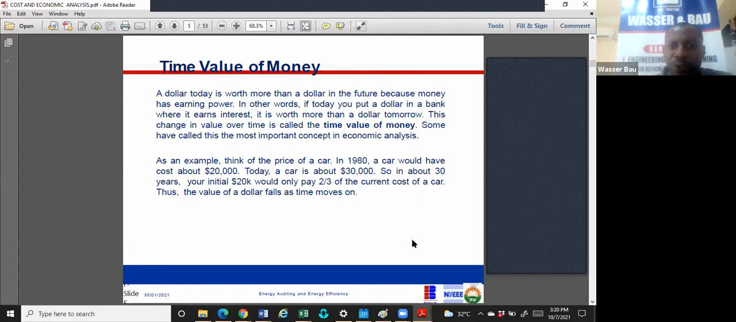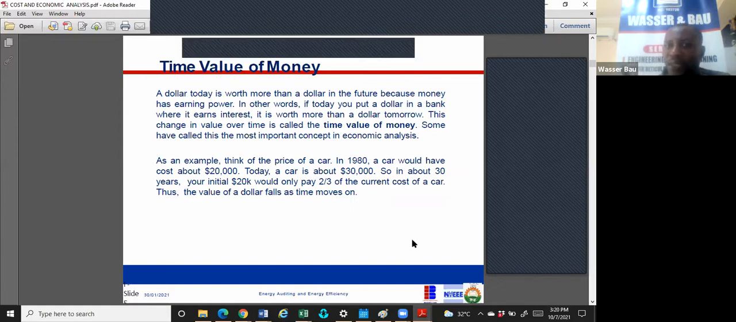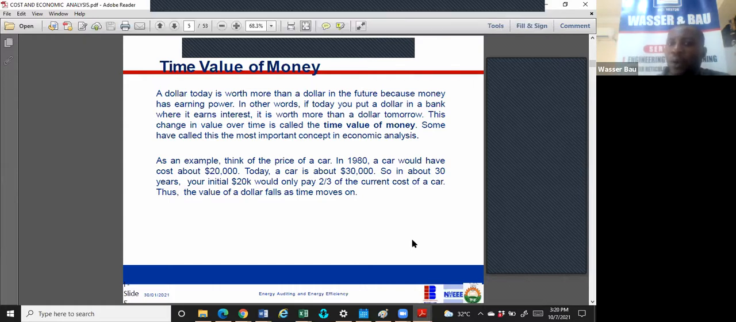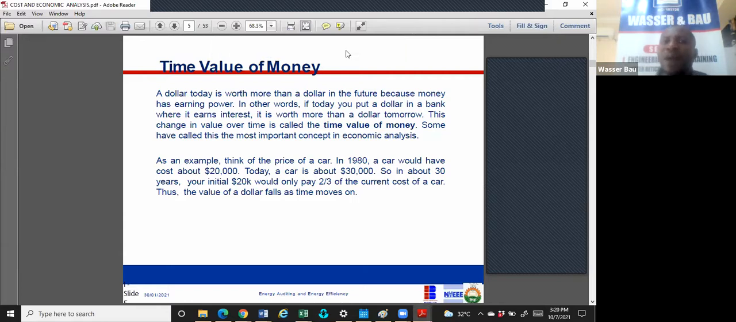Okay, I don't want to read all this, so I just want us to go into the main thing. You say $1 today is worth more than $1 in the future because money has earning power. In other words, if you put $1 in the bank where it earns interest, it is worth more than $1 tomorrow. This change in value over time is called time value of money. Some have called this the most important concept in economic analysis.